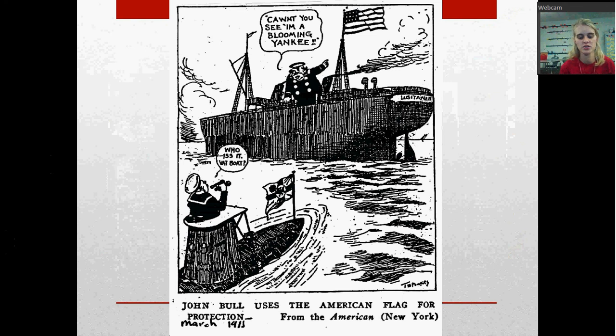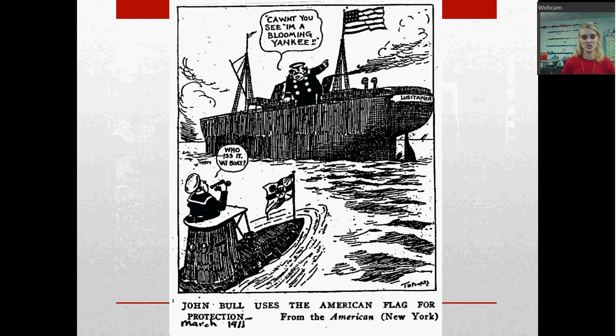This one says John Bull uses the American flag for protection. John Bull is like the British version of Uncle Sam. And so if you look, there is a British submarine and a British vessel, the Lusitania, right? But what kind of flag is he flying? He's flying an American flag. So the idea is that he was using an American flag in the hopes that there would be some protection. So he's basically taking advantage of it.